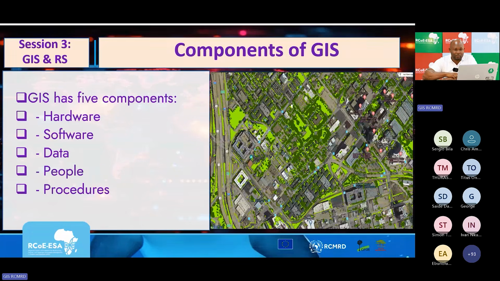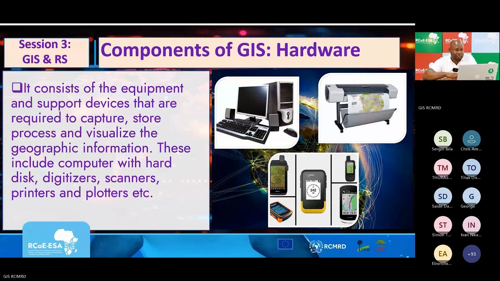There are five major components of a GIS: hardware, software, data, people, and procedures. Talking of hardware, we're just referring to equipment that supports data storage, data processing, and the presentation of results. As you can see, these are some of the equipment that we use: desktop computers, laptops, iPads, printers, GPS devices, mobile phones, among others.